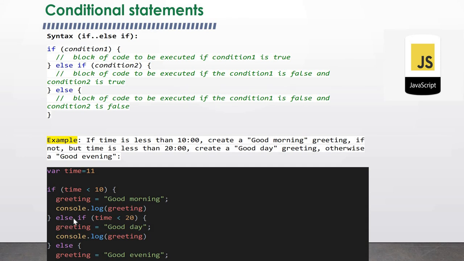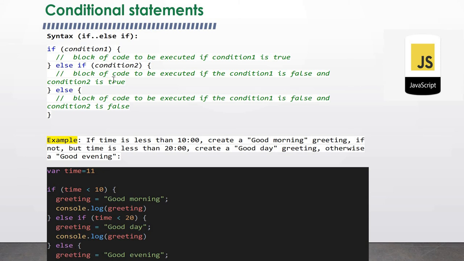And the second condition, else if, time less than 20. The time is 11, so this will meet the condition, and then I put good day in the greeting variable. It should print good day. If the first condition and the second condition are both false, then it will move to the else and get the greeting as good evening, and you can print it too. So here we use the first condition under the if, and the else if has a second condition, and if neither condition is true, it will move to the else.